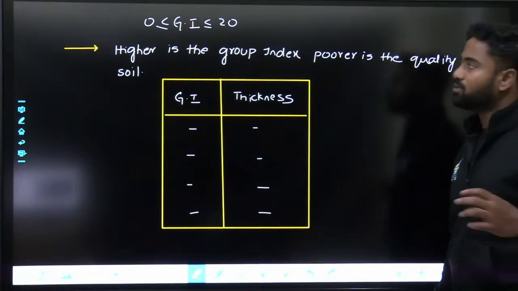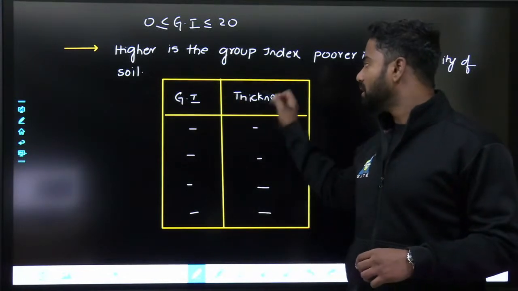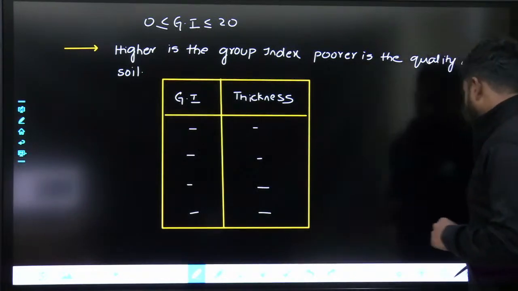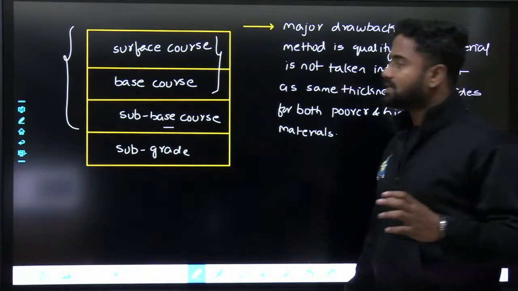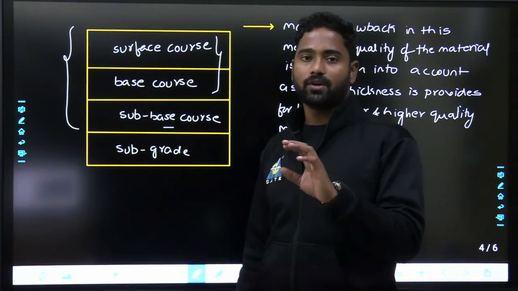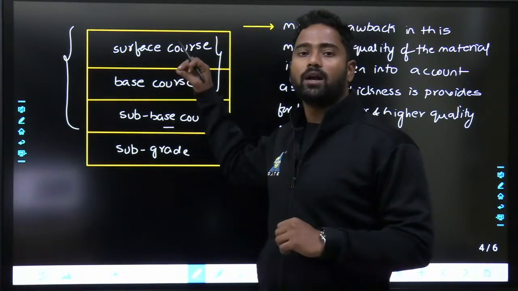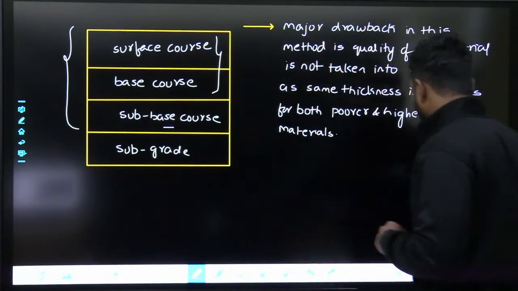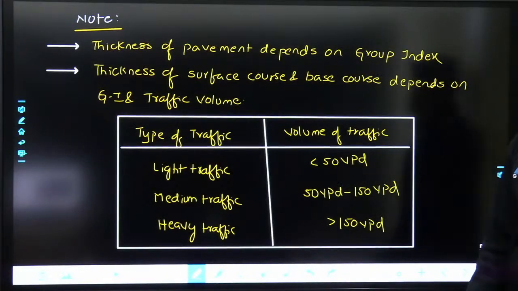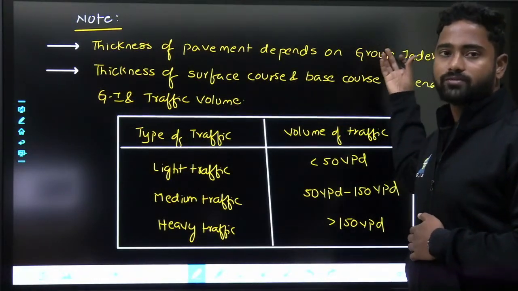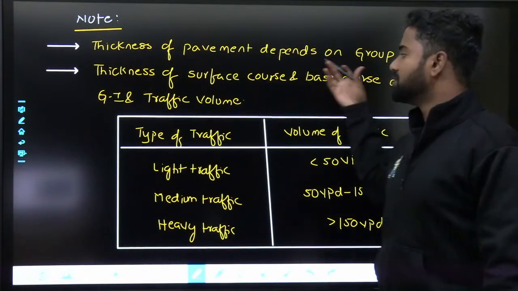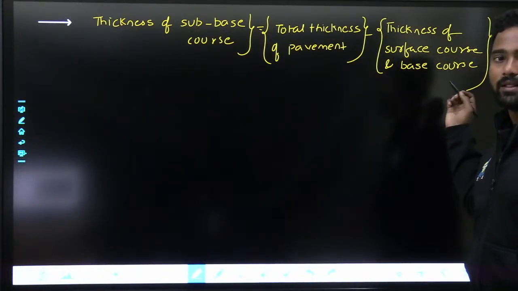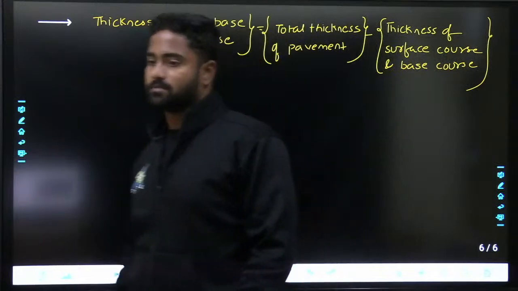Higher the group index, poorer is the quality of the soil, and based upon group index it will give you the thickness that you have to use. The drawback here is that it does not consider the quality of the material used for construction. Even for higher quality and poorer quality material, you will be using the same thickness of the pavement. The thickness of pavement depends upon group index of subgrade, and thickness of surface course and base course depends upon both group index and traffic volume. Thickness of sub-base course is calculated like this. Any doubts up to here? You can ask me.